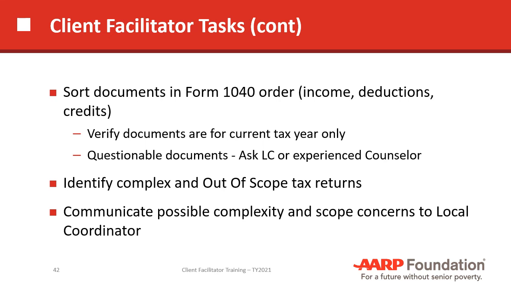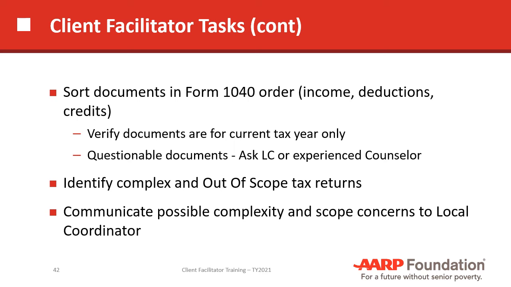And so what we do is we sort the documents in the order that they appear on the 1040 form. So we start with income, followed by deductions, followed by credits. So we put all of these documents in this logical order based on how the counselor is actually going to prepare the tax return. The counselor is going to do income first, then deductions, then credits. So the client facilitator verifies that the documents are all for the current tax year, making sure that they're all 2021 documents.